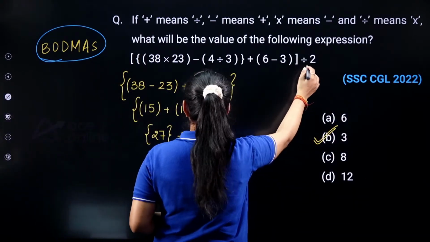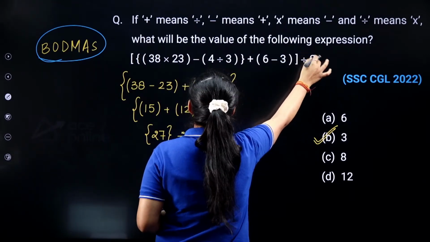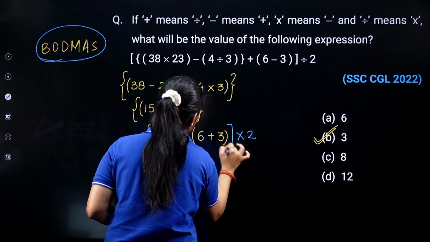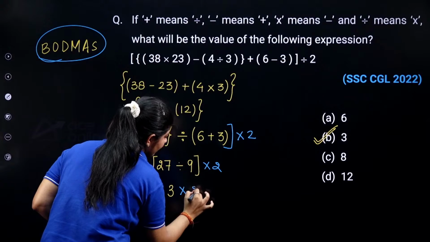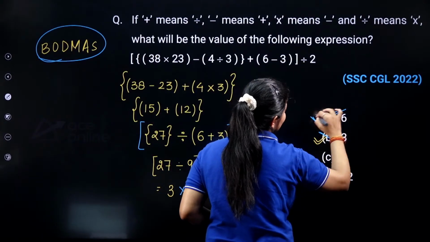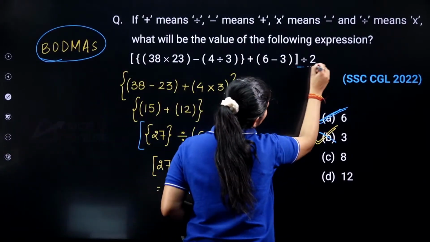Okay, there's a multiplication by 2 as well. We just skipped that, right? We just skipped this part. Okay, so now it is multiplied by 2. After the square brackets, we need to multiply it by 2, and when we multiply it by 2, we get 6. Option number A is the correct one. Very good, Bliss. We just skipped this particular part.